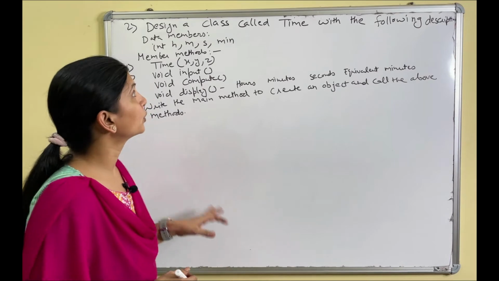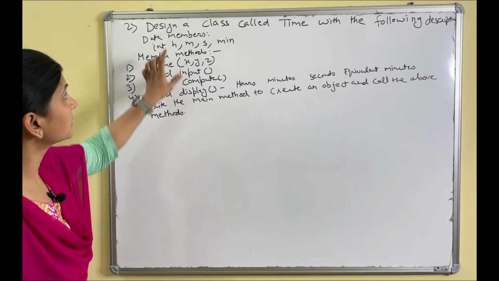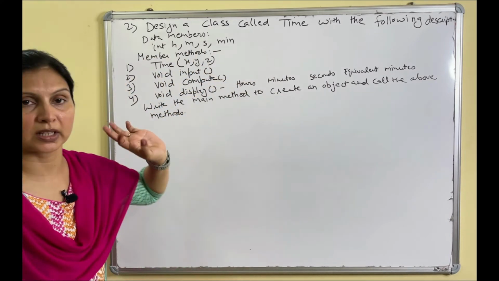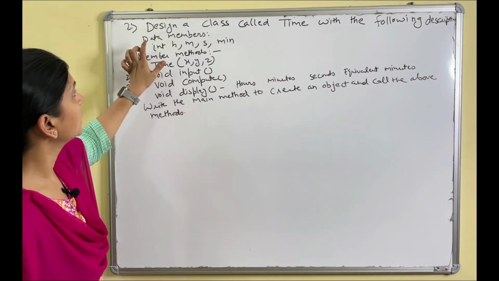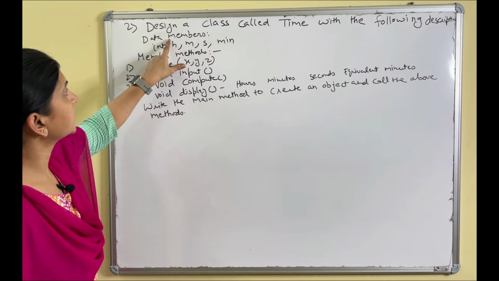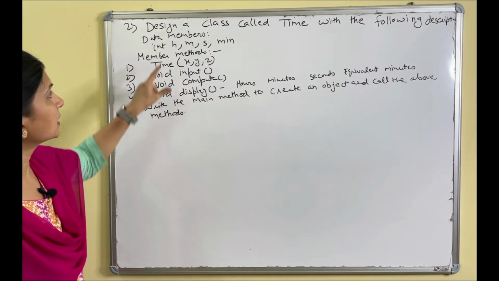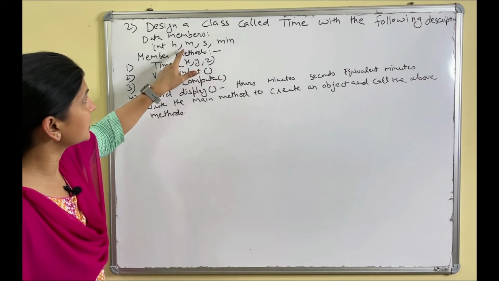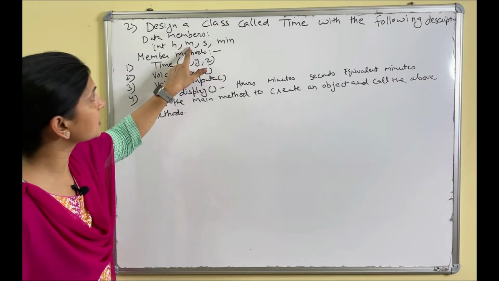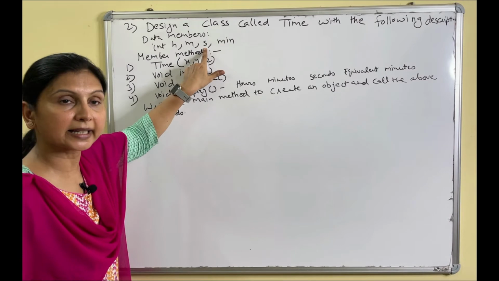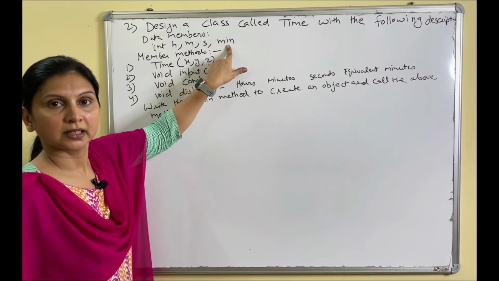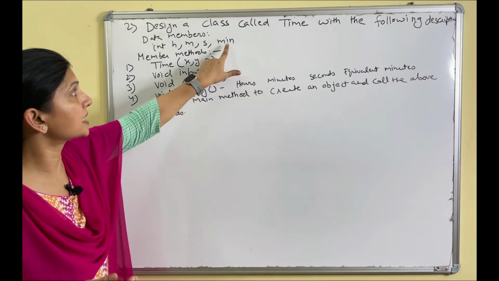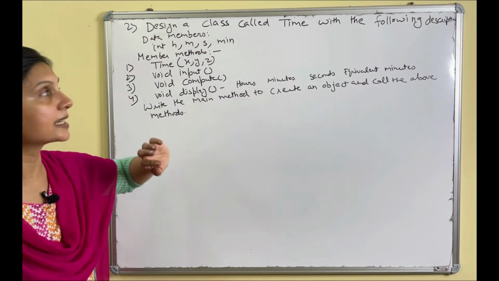So let's see one more program. And what is the program? Design a class called Time with the following description. So the class name is Time, already given, and the description is that the data members are given. What are these data members? HMS, data members for time in hours, time in minutes, and time in seconds. Then MIN. So MIN is also one variable. I will tell why we have taken this variable, or why the variable is given.